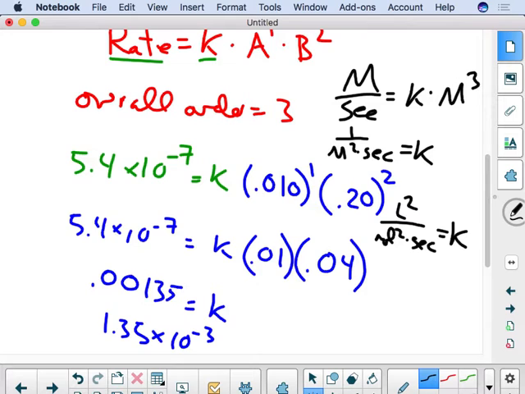And to think, just barely over a year ago, you were first learning your dimensional analysis, and now we have liters squared over mole squared seconds. Sometimes they'll write it with a negative exponent, and they'll say liters squared moles to the -2 seconds to the -1 as the units on 1.35 times 10 to the -3. You should be ready for any of those versions of the value of K.